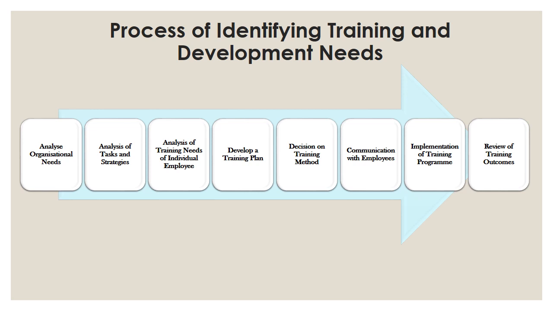So what are the steps of identifying training needs and developments? So first one, you will analyze the organizational needs. Then you will analyze the tasks and strategies. Then you will analyze the needs of the individual employee. You will develop a training plan. You will take an appropriate decision on the training method. You will communicate those with the employees. You will implement the training program and then review the outcomes of the implementation of this training program.